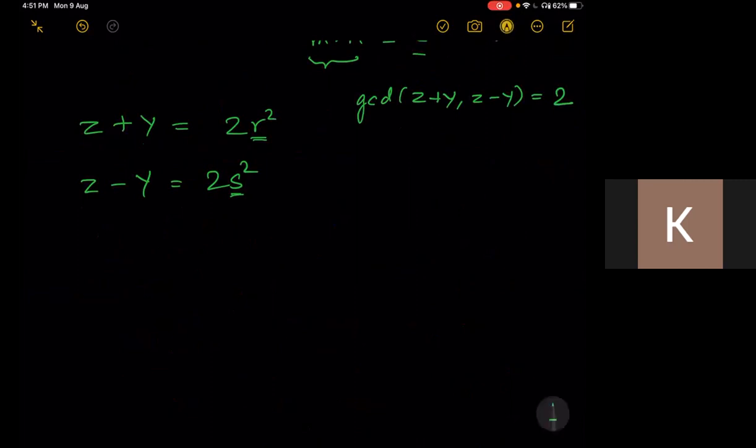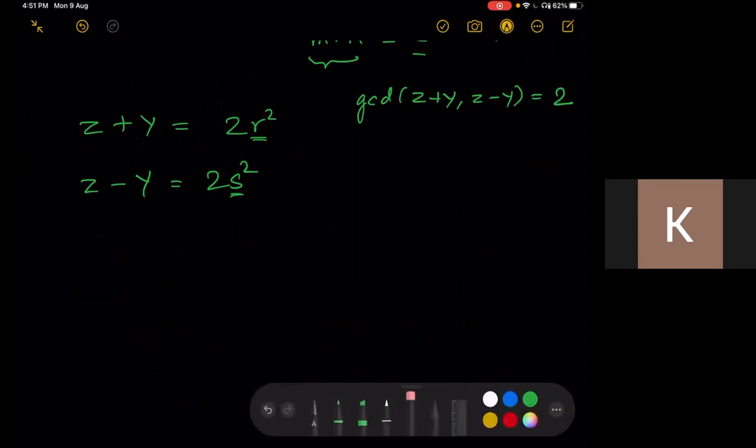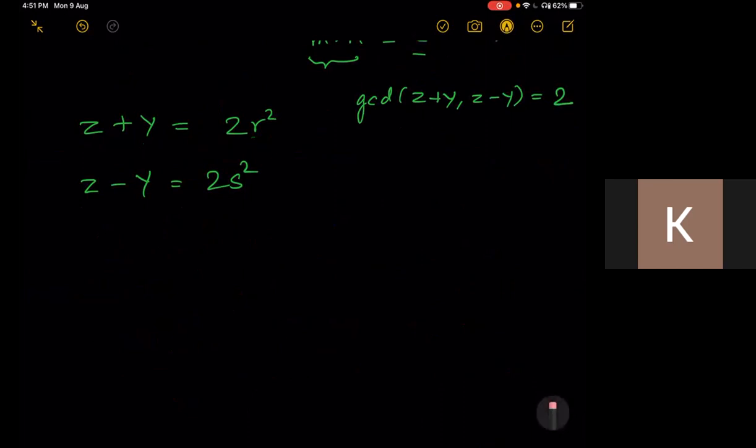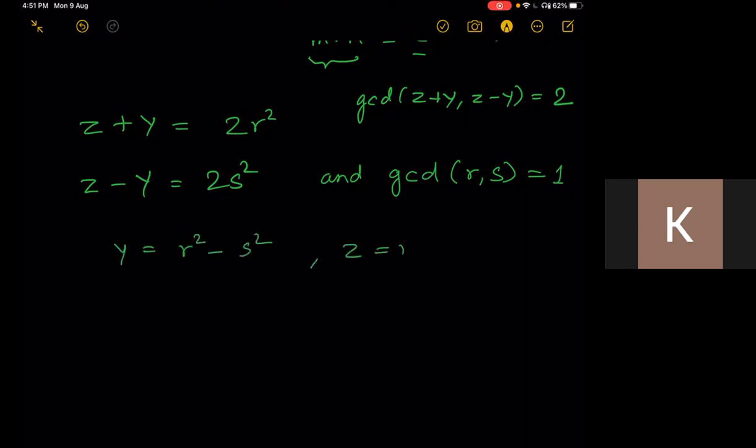So now we are more or less done actually. And GCD of r comma s is 1. So now if you solve, you will get y equal to r square minus s square, z equal to r square plus s square, and x equal to 2rs.